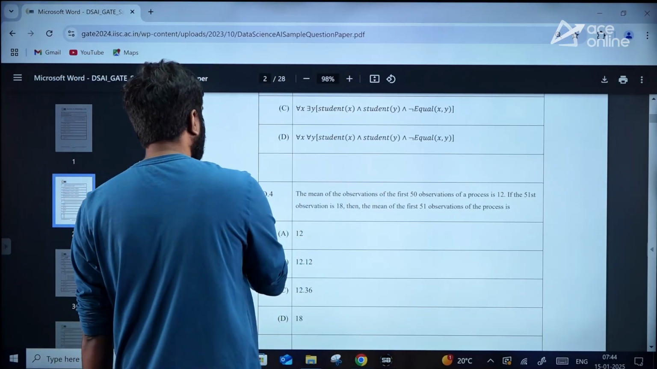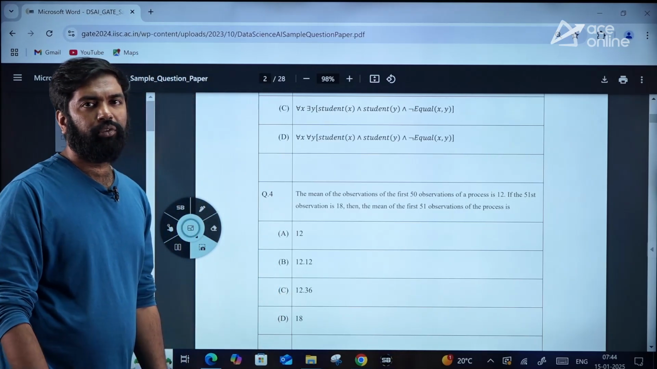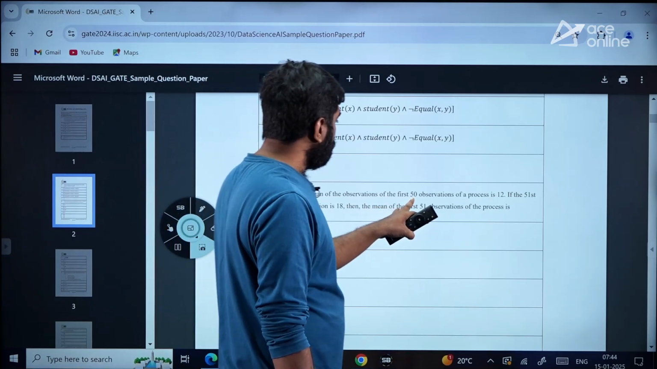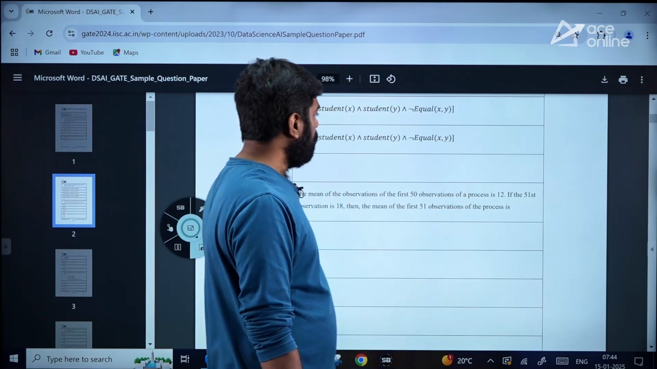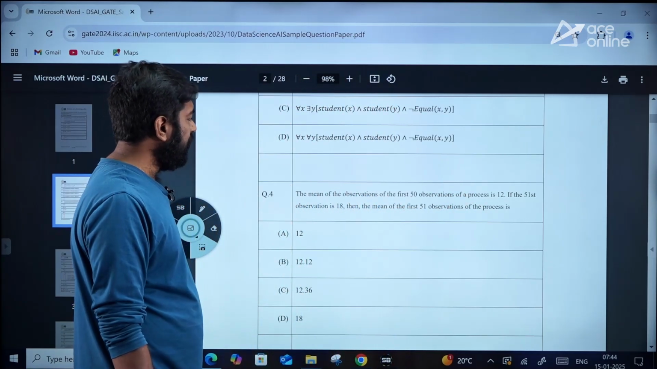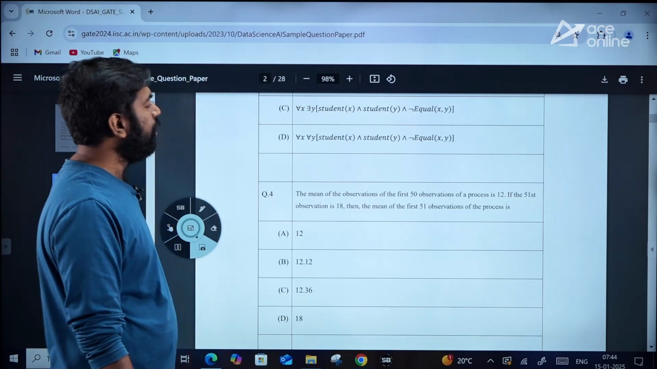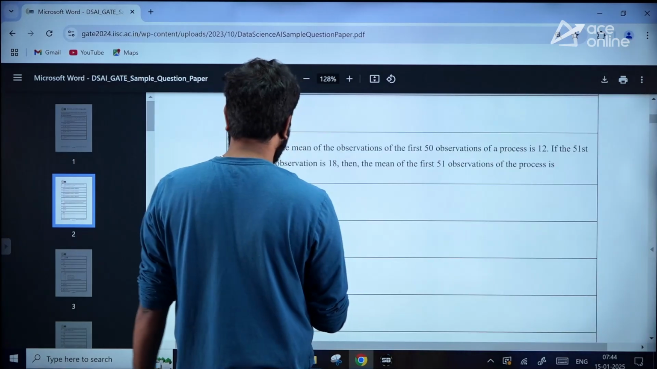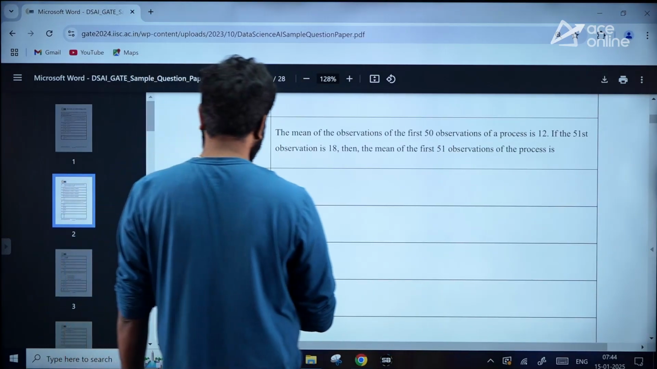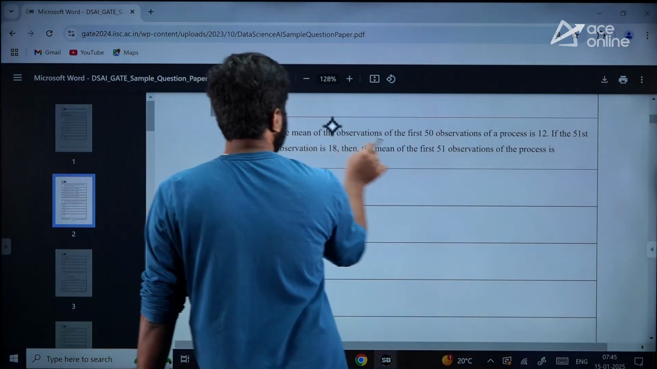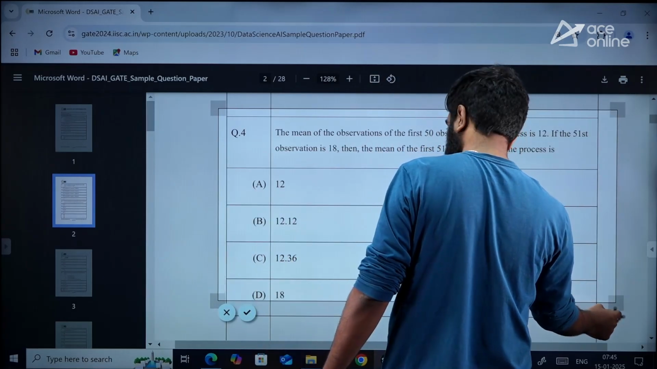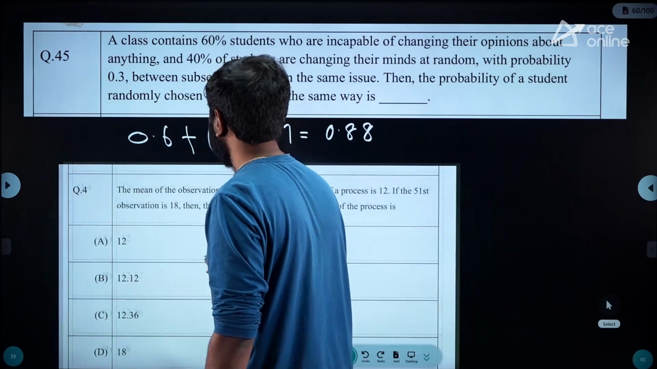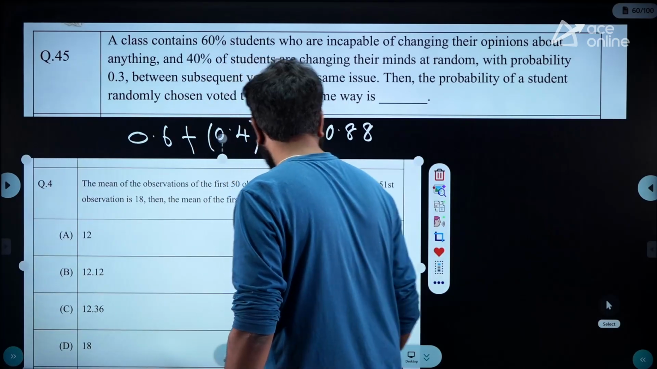This is the sample paper which was released before the 2024 examination. The mean of the first 50 observations of a process is 12. If the 51st observation is 18, then the mean of the first 51 observations of the process is. So let me take this question and put it on the screen. This is from the sample paper.